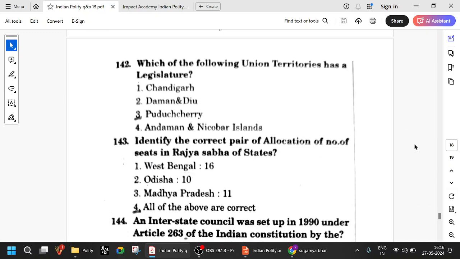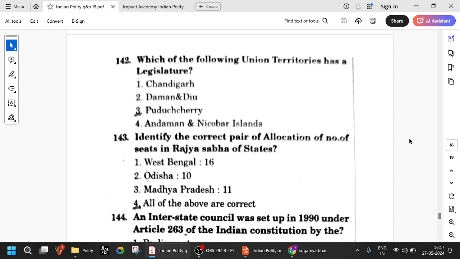Which of the following union territories has a legislature? Puducherry has a legislature. Delhi has a legislature. Andaman and Nicobar, Daman and Diu, Chandigarh, they don't have legislatures. Now Jammu and Kashmir is also a union territory, maybe you can add Jammu and Kashmir to that. Jammu and Kashmir also has a legislature. Jammu and Kashmir, Delhi, and Puducherry have legislatures. That means they have an assembly and elections take place.